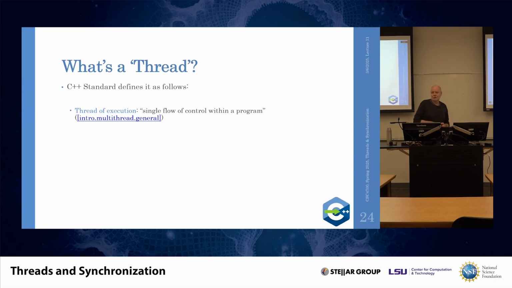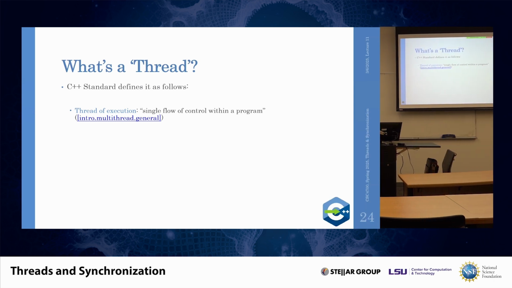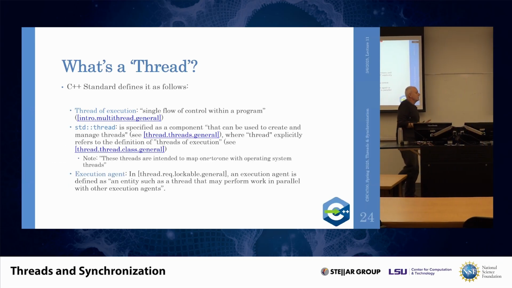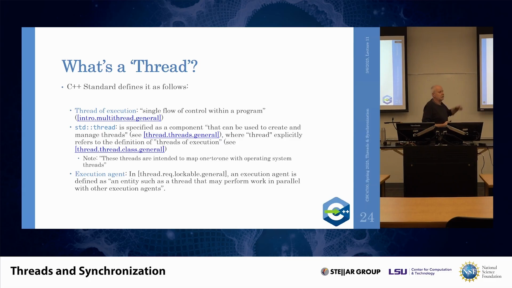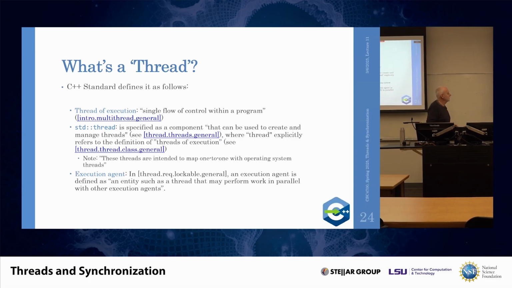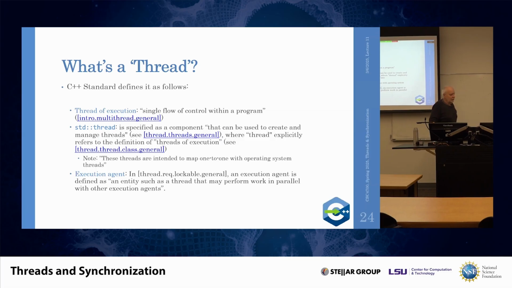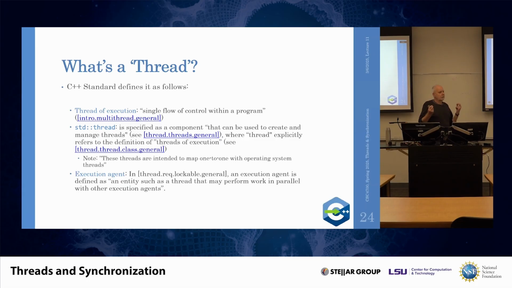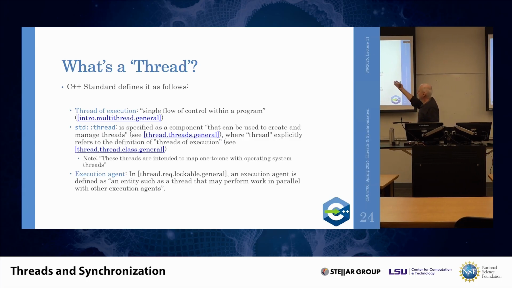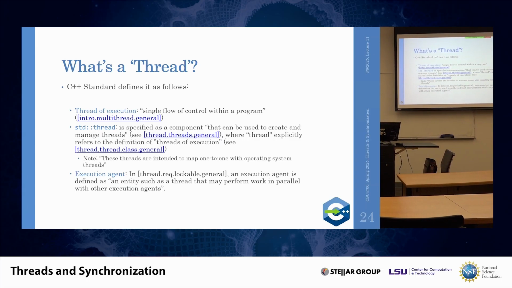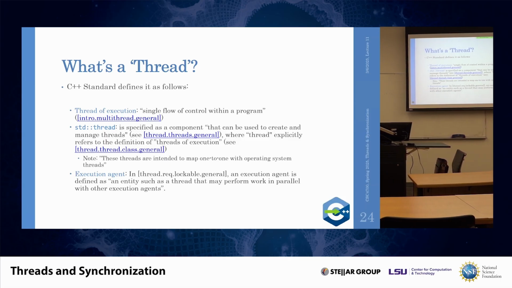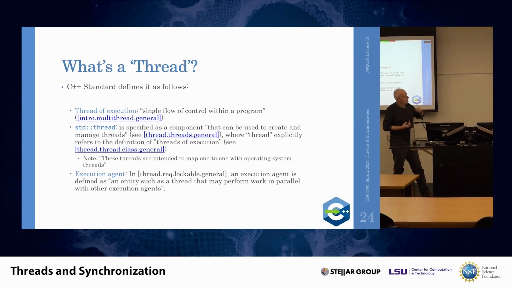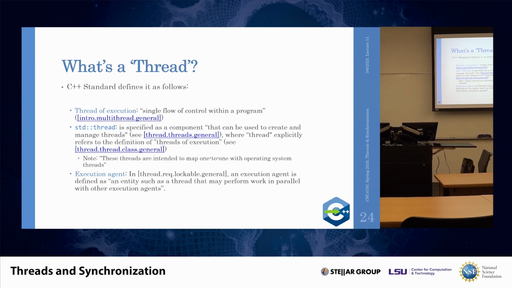I added a link here, so you can go there, look at the standard, how they define a thread. But there is more. There is a type which the standard defines, which is std::thread, and it is specified as a component that can be used to create and manage threads. So we have a kind of vague understanding of what a thread of execution is, and we have at least one facility that allows us to represent a thread in C++ code, which is that std::thread type, and we will see how to use it in a minute.